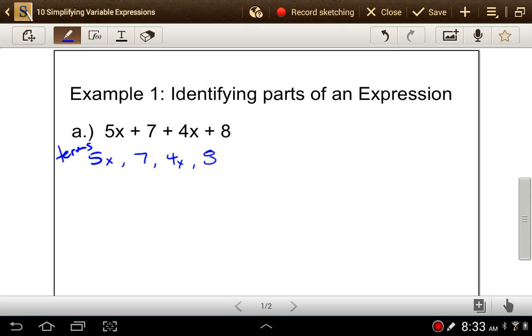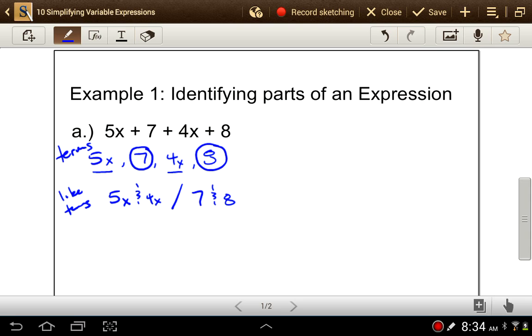Now what are our like terms? Our like terms are the ones that have the same variables. So we have 5x and 4x. Those are like terms. They have the same identical variable formation. We also, don't forget, have 7 and 8. Those are also like terms. So that's another set of like terms, 7 and 8. They don't have any variables, so that gives them the same variable formation. They don't have one. So those are our like terms.